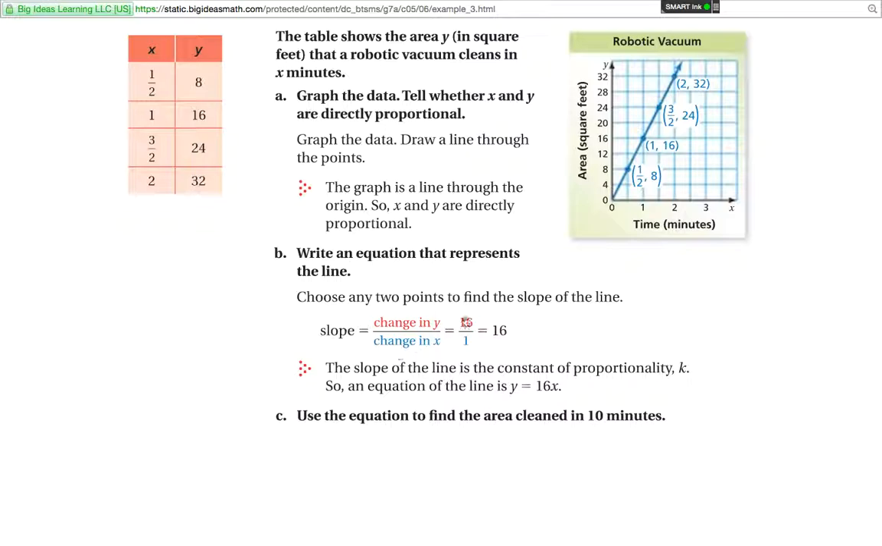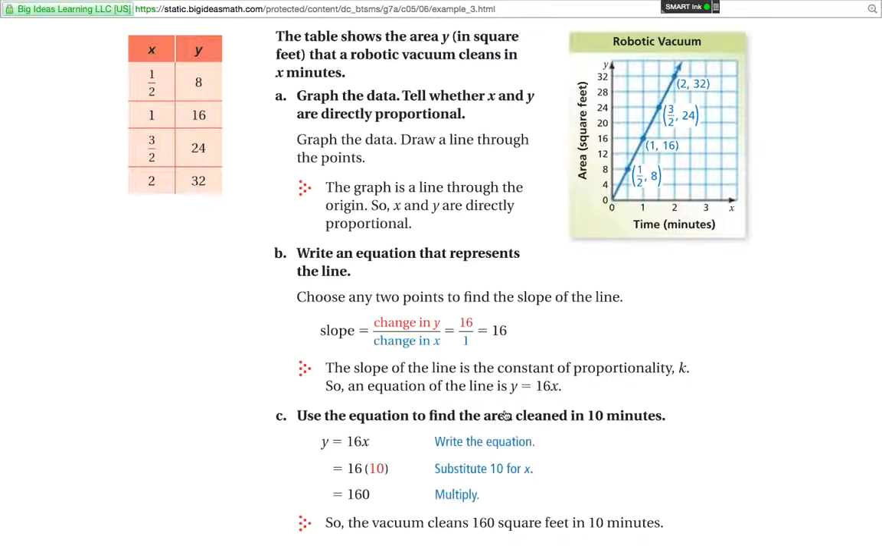Either the slope, change in y, or change in x. Then it says use the equation to find the area cleaned in 10 minutes. So that's our x. If we plug in 10 for x, we find that the area in square feet will be 160 square feet. Okay. Hopefully that helps, and I look forward to answering any questions in class.